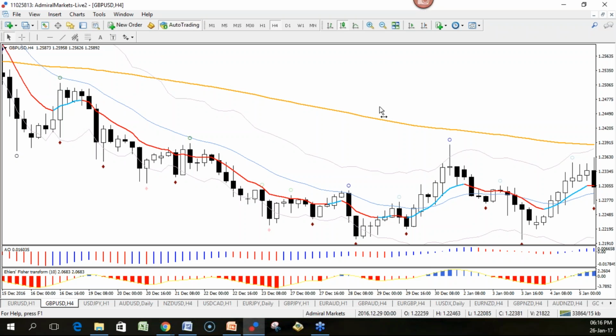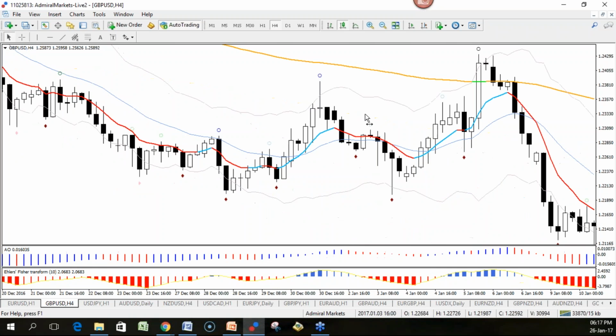So we can take a look at another example. Here, for instance, is an example. We see downside fractals. We see the opposite fractal, but the 7th candle right here is touching the Keltner, so it's invalidated.